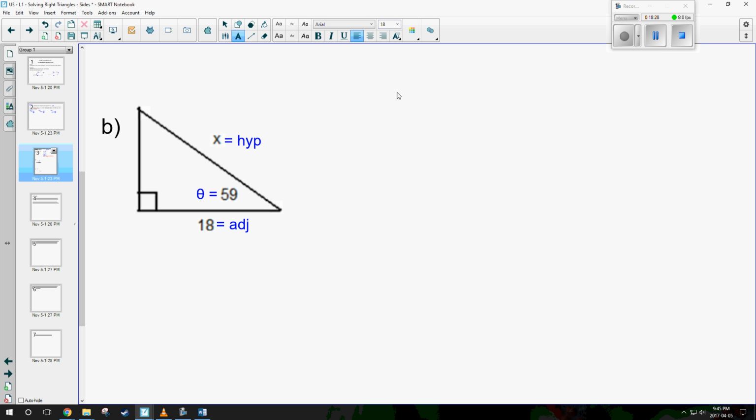So we need to look again at our SOHCAHTOA to determine what to use to solve for our x. So we need to look for what uses adjacent and hypotenuse. So looking through our formula, we're looking for what uses an a and an h, which happens to be the CAH. So we're going to be using cos. Remember, our formula for cos is cos theta equals adjacent divided by hypotenuse.